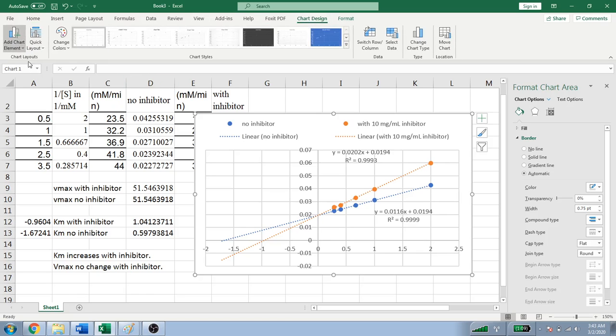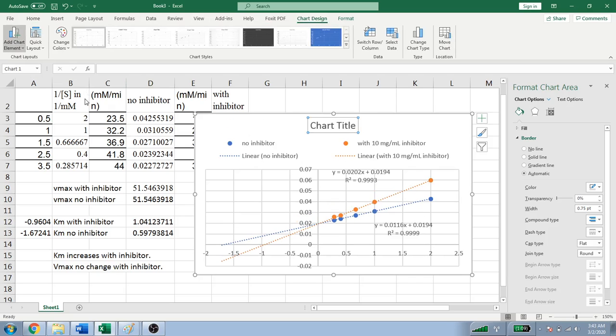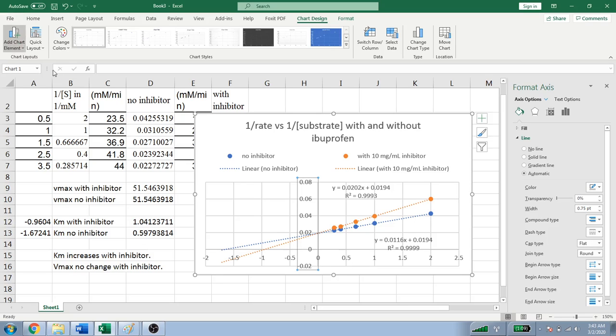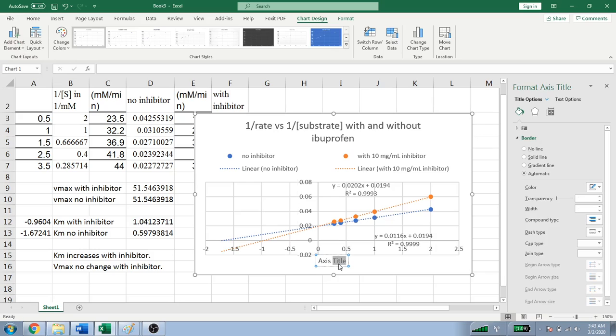Of course, even if the professor doesn't specify, every instructor wants to see a good title, and a good title has to be 1 over rate versus 1 over substrate, without ibuprofen. So some title that describes what's going on here, and then every teacher wants to see an x-axis with the proper label, 1 over substrate. I guess you should probably say arachidonic acid instead of substrate here, but you also have to say the units.